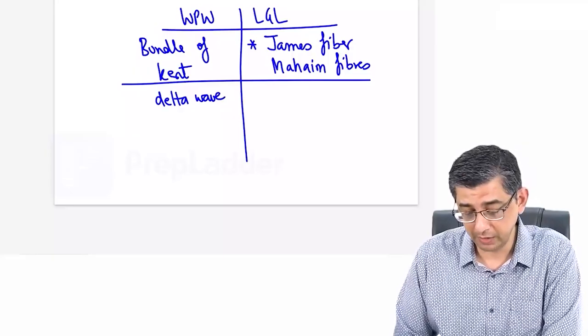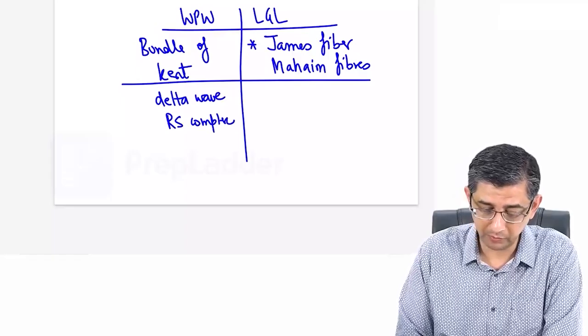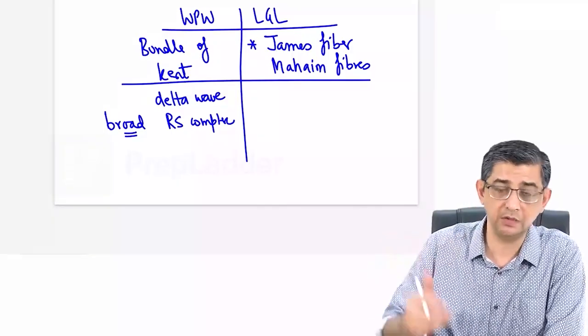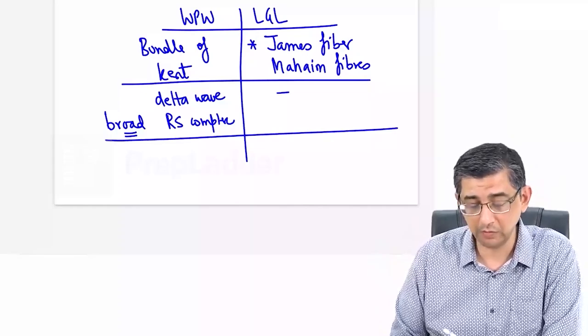And most importantly, when it comes to the QRS complex of these patients, it will be relatively broad. I want to highlight this fact. Whenever there's going to be antegrade, that is forward conduction via the short circuit, there's going to be a broad QRS complex. There's going to be no delta wave.